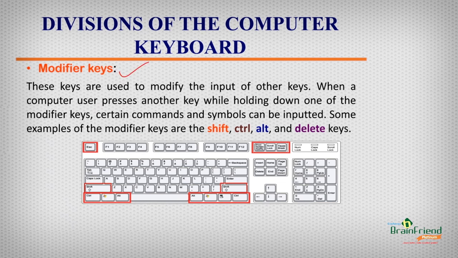Next, we have the modifier keys. These keys are used to modify the input of other keys. For example, if one requires to use a key that contains 2 characters, let's say the key containing the question mark and the backslash, and we need to use the question mark, that can be gotten through pressing the shift and that particular key which contains the backslash and the question mark. By doing so, you are able to get the question mark you required. The mapped out keys with a red box shows you the modifier keys on the computer keyboard.